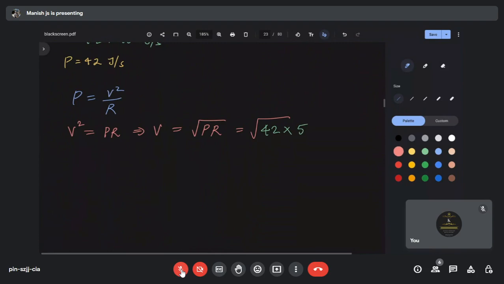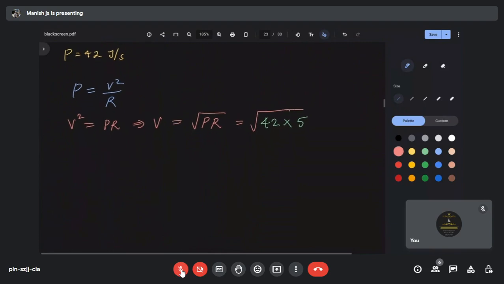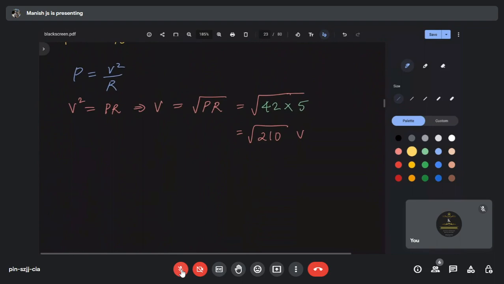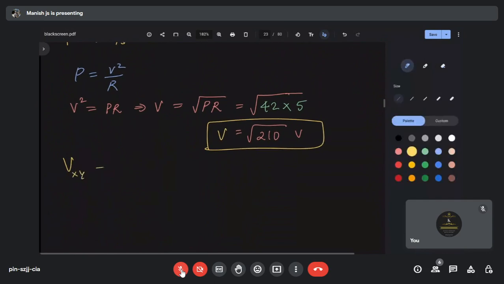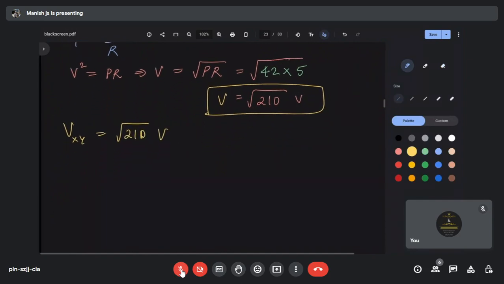So 42 into 5. இது simplify பண்ணனும். So how much is 42 into 5? 210 sir. 210. Yes. So under root of 210 volts. அதை அப்படியே வச்சுக்கலாம். Let's not extract it from the root. Keep it like that only. So that is the value of the potential difference. So potential difference across xy is equal to under root of 210 volts. So this much we have the information with us.